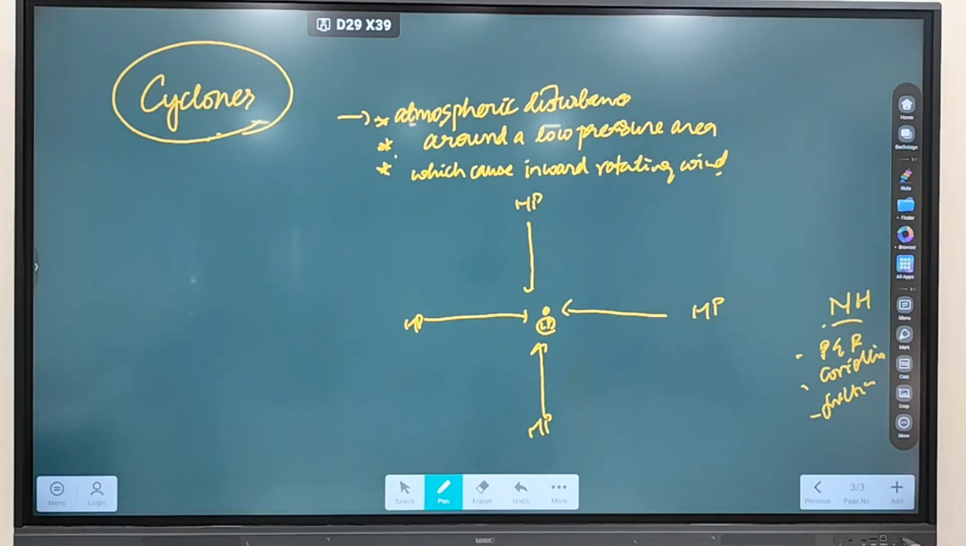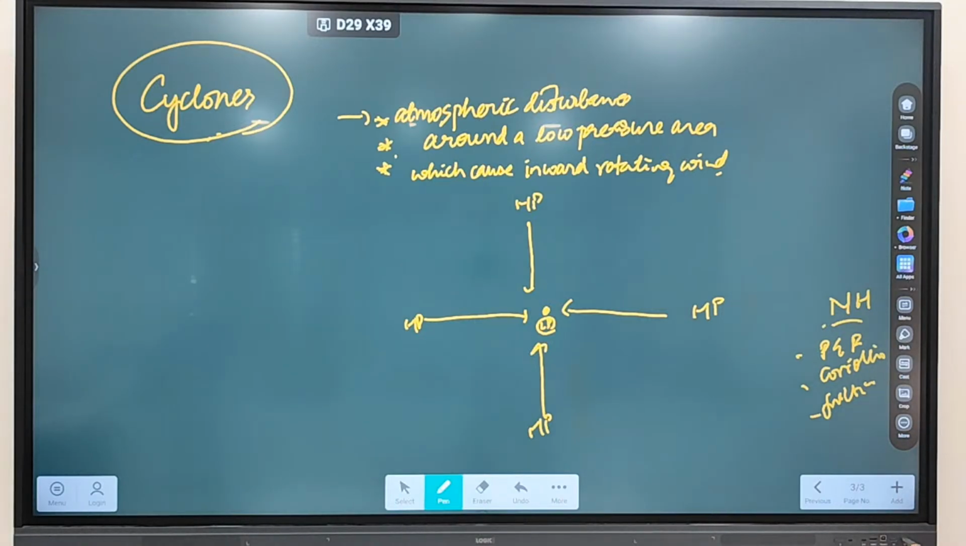So what is pressure gradient force? It causes the movement of wind from where to where? High pressure to low pressure. So which force is causing the wind to move from high pressure to low pressure? It is the pressure gradient force. But we discussed wind does not move exactly like this because of Earth's rotation.